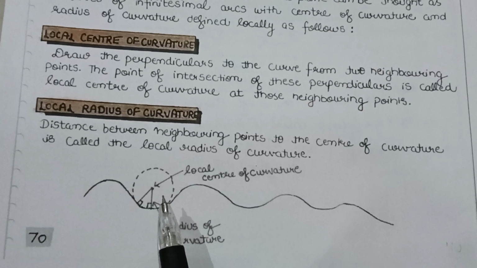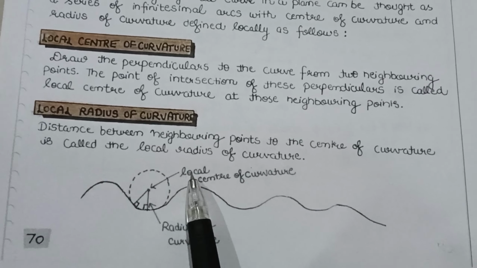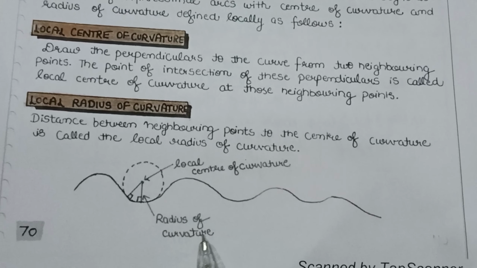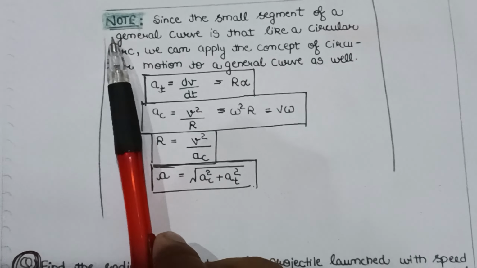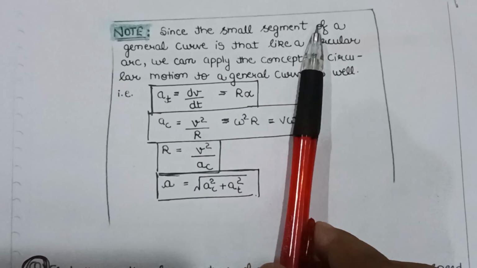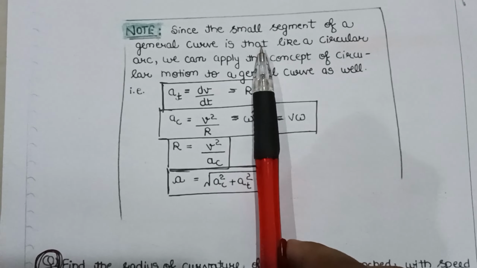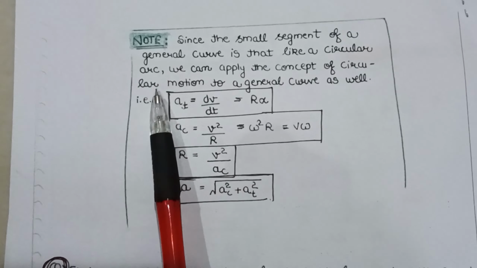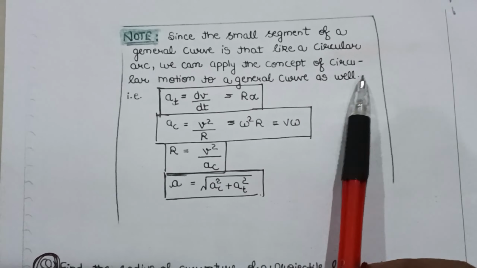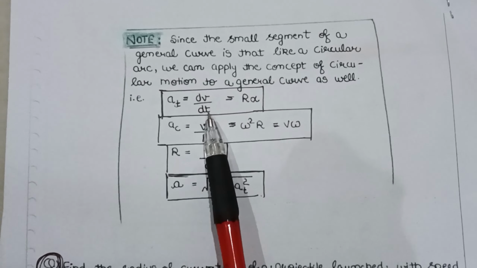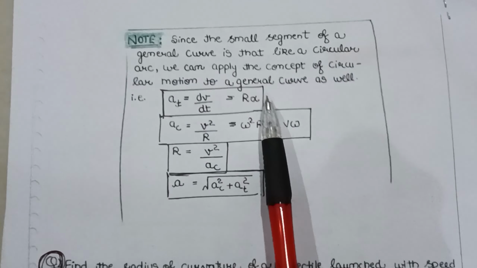From this figure, we see that this is the local center of curvature and this is the radius of curvature. Now, there is a note for all of you. Since a small segment of a general curve is like a circular arc, we can apply the concept of circular motion to a general curve as well, where tangential acceleration is equal to dv by dt is equal to r into alpha.